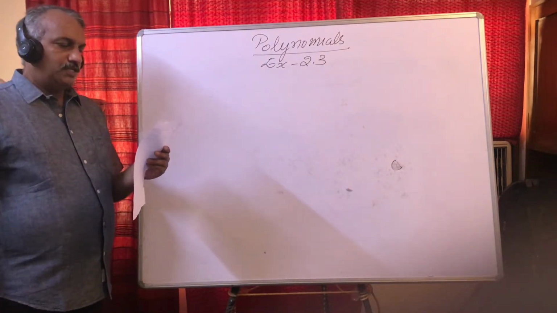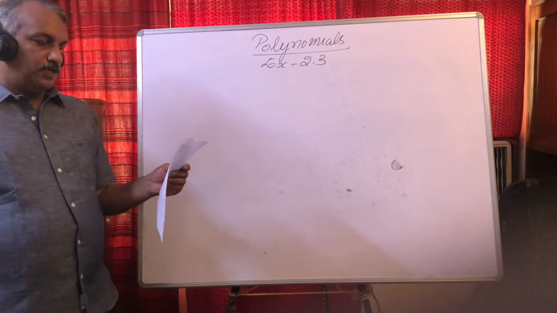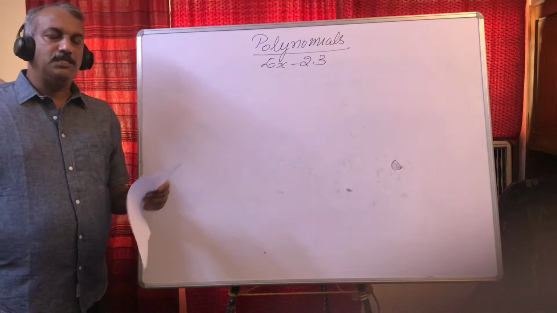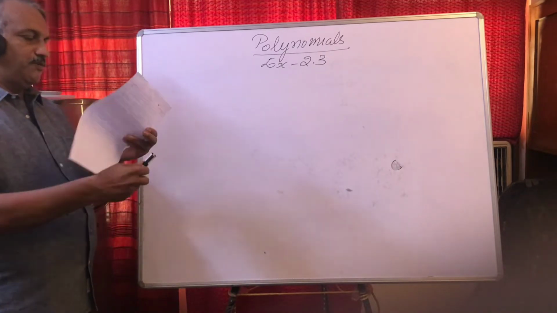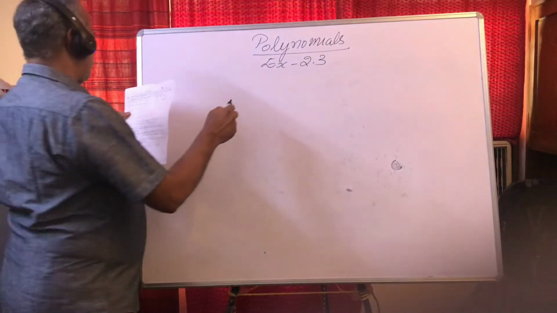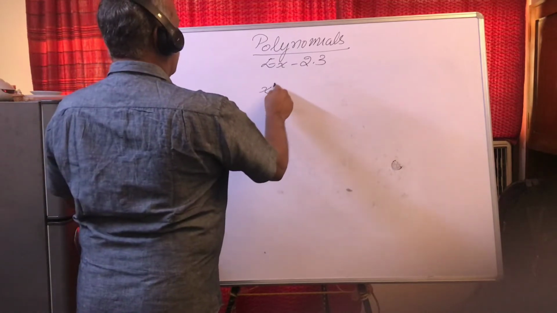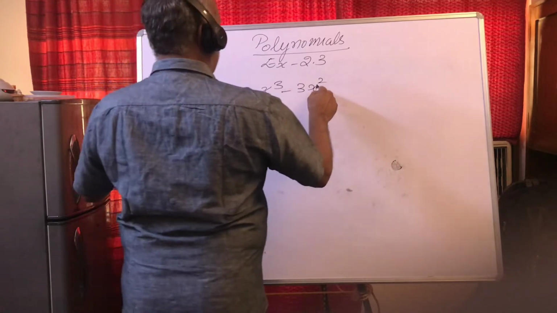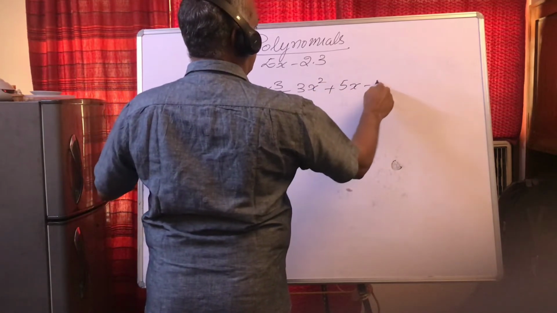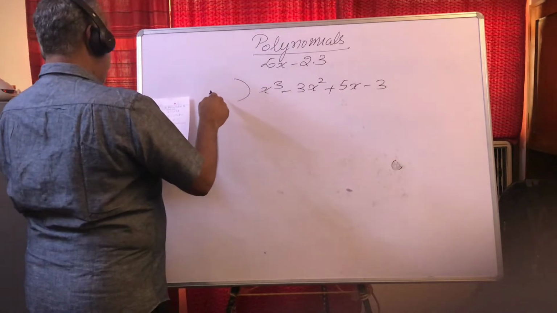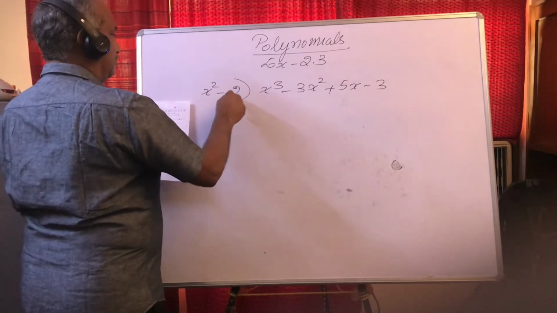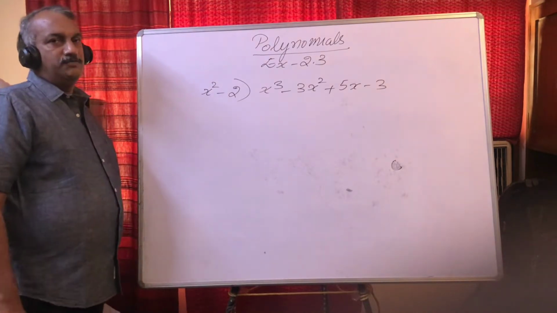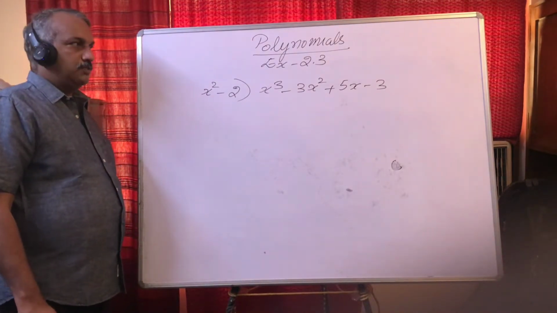So the first question is, divide the polynomial p of x by g of x and find the remainder and quotient in each of the following. So for example, the first one is x cube minus 3x square plus 5x minus 3 divided by x square minus 2. Find the quotient and remainder. Just like numbers we divide, we can divide polynomials also.